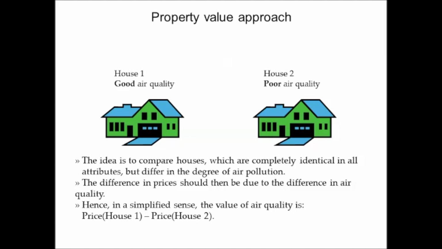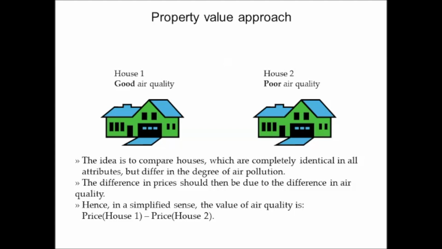Now, what the property value approach does is that it compares the value of properties, that is of houses, in these different areas. And you know that when people buy a house or rent an apartment, they take into account many different factors and then decide how much they want to pay for the house or how much they are willing to pay as rent for an apartment. Of course, this depends on the size of the house or the apartment, the number of rooms, the quality of the house and the apartment, but it also depends on the environmental quality surrounding that property. People are willing to pay more for living in an area with less air pollution.